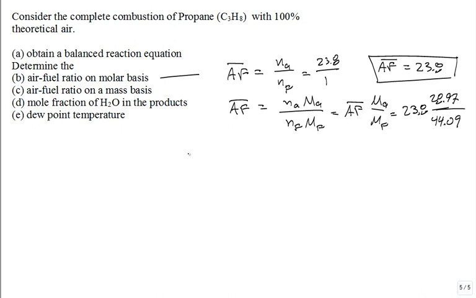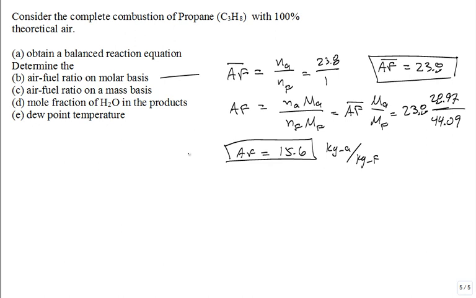And so we find the air to fuel on a mass basis, no bar over top. It's 15.6. You can interpret that as kilograms of air per kilogram of fuel. Or just leave the units off.